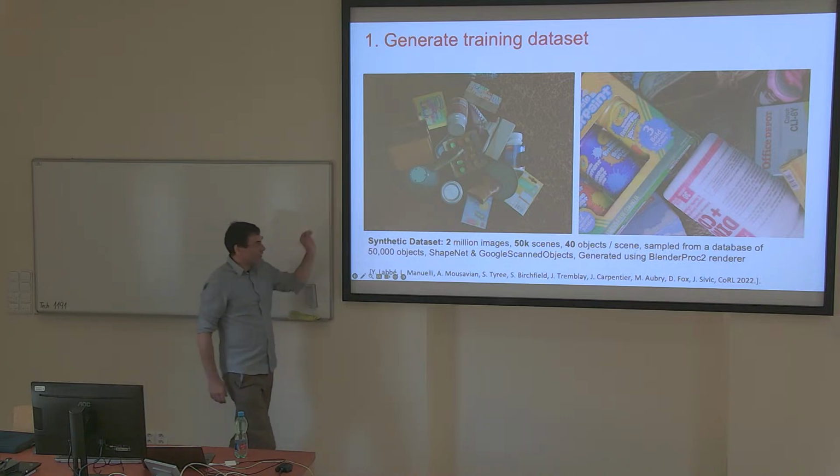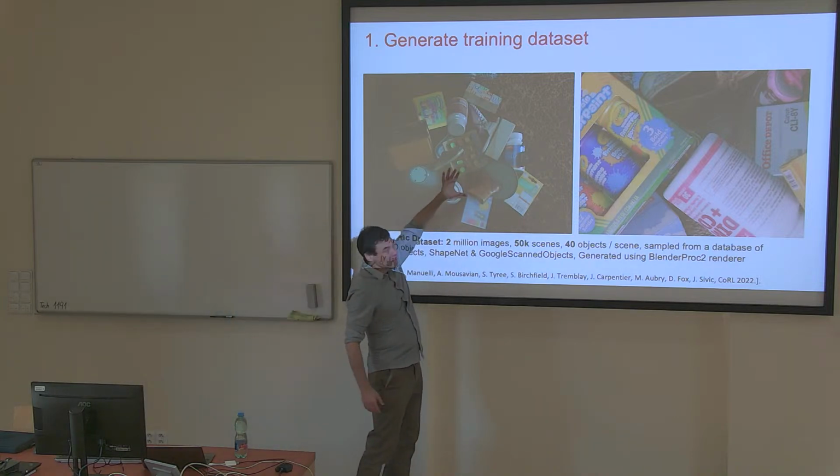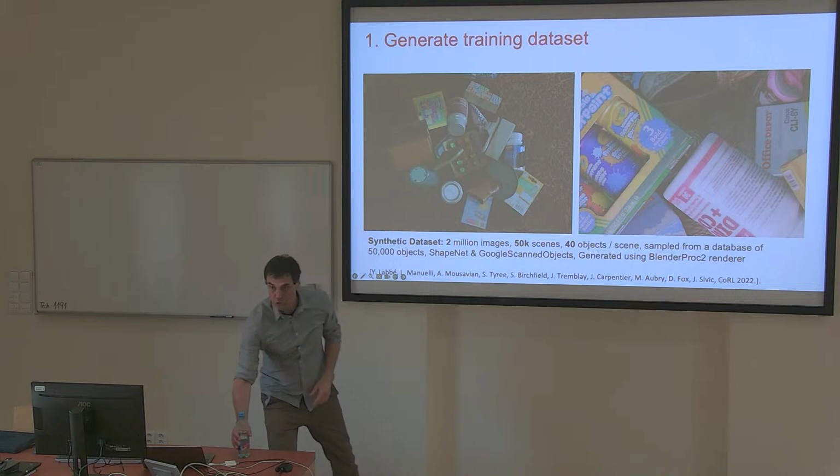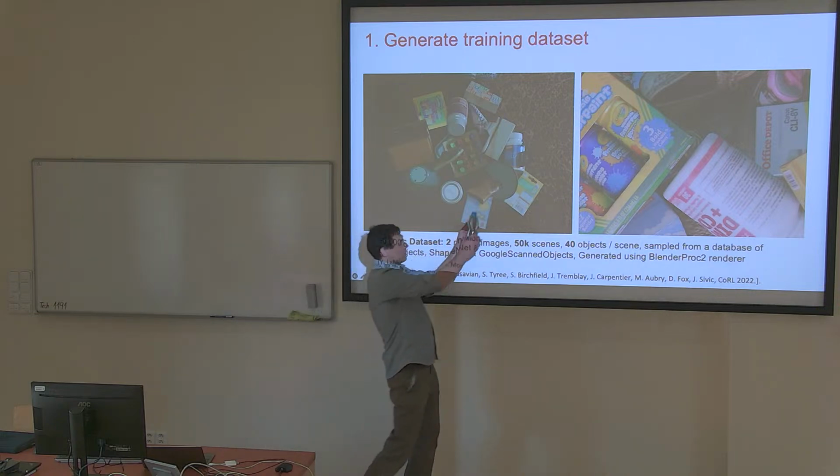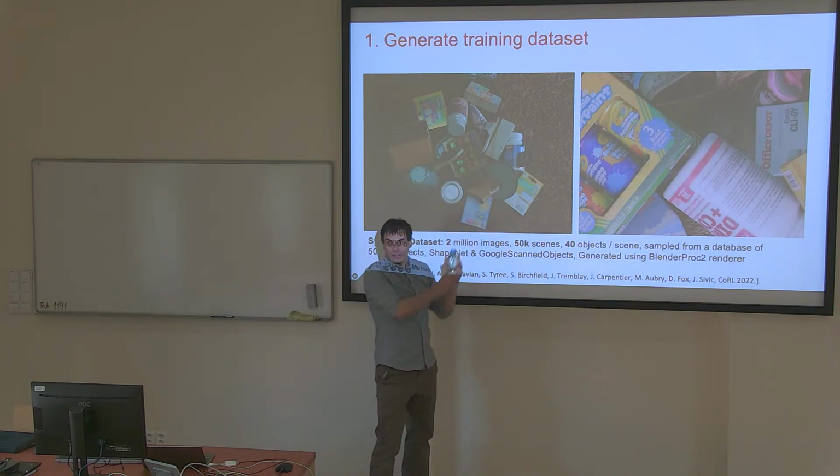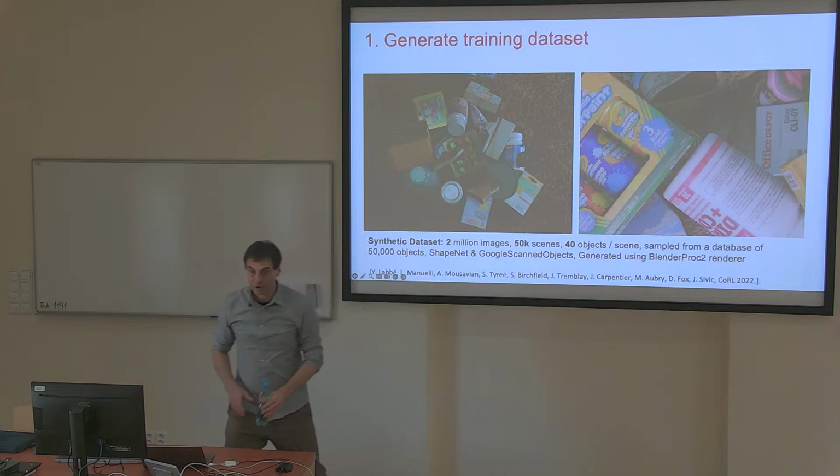What's important in the training is that we see occlusion. This object is occluded by another object which is behind it. But we know everything about this because we rendered the data.